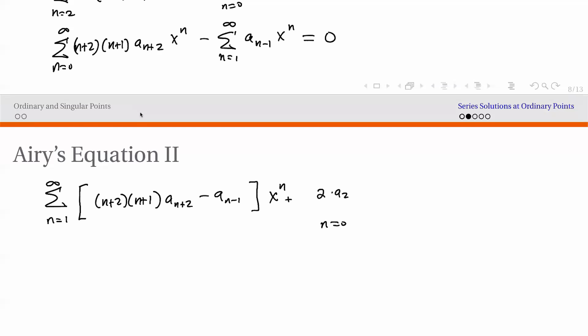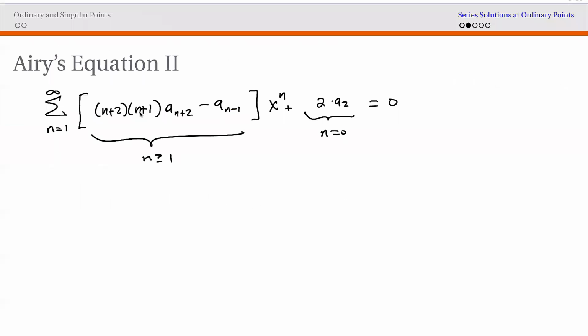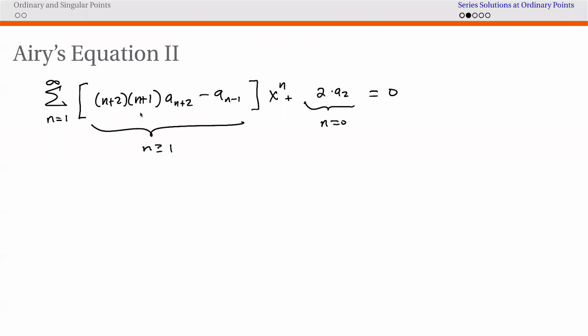So this is the n equal to 0 term, and this whole thing is 0. So just like before, we set each of these pieces equal to 0. So this is for n greater than or equal to 1. I'm going to set, for n equal to 0, my coefficients: 2a2 equals 0. So I know a2 is 0.